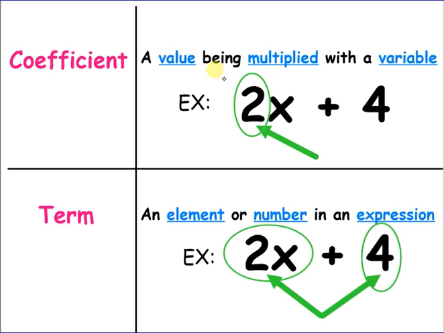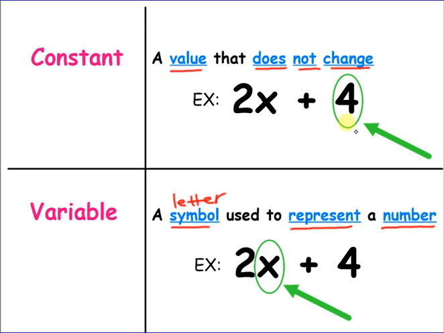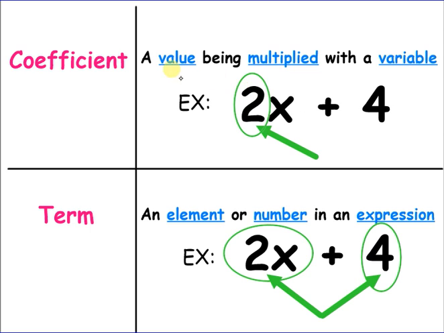Then, a coefficient. So a coefficient and a constant are 2 things that students get confused most often. So let me review constant one more time. Constant is by itself on its own, okay? Coefficient is a value being multiplied with a variable. So let me simplify that. A coefficient is a number that is in front of a variable. It is attached to a variable.